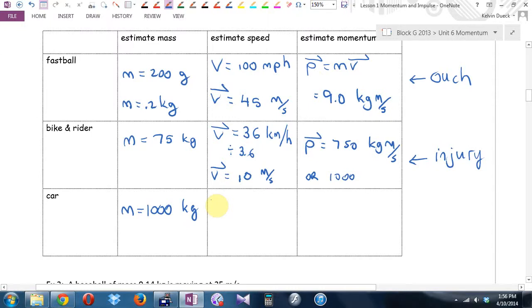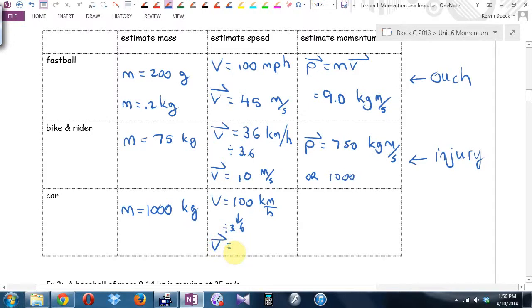And you know what? Let's put this car on the freeway. Not on the highway, on the freeway. What's the speed limit on the freeway? It's also a nice round number. 100. So you know what? Let's go V equals, now that's kilometers per hour, so let's divide by 3.6.